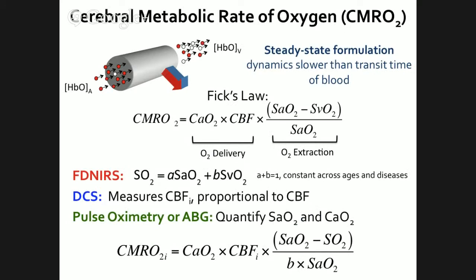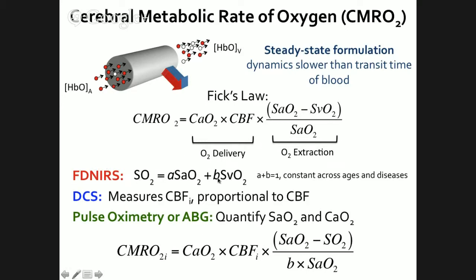So, like I said, when you combine FDNIRS measures of oxygen saturation with DCS measures of blood flow index, we can get an index of CMRO2, or cerebral metabolic rate of oxygen. So we use Fick's law, which says that CMRO2 is equal to oxygen delivery times oxygen extraction. For the extraction, we use our FDNIRS measure of SO2, which we know is a weighted average of arterial and venous. And people have done studies to show that it's about 75% venous and 25% arterial, so we can replace this venous oxygen saturation in our formula with our tissue oxygen saturation.